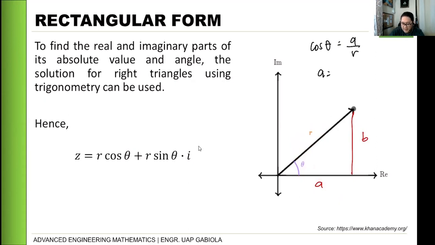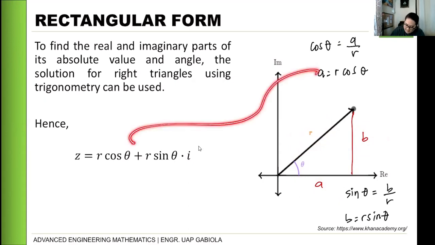That's why a can be represented as r cosine of theta. Same with letter b. If this is our angle, b is opposite, and then we have the hypotenuse. So opposite over hypotenuse, that is sine of theta equals b over r, or b equals r sine theta. And as you can see here, these values are already substituted into our complex number a plus bi, wherein this value is pertaining to a, and this one to b.